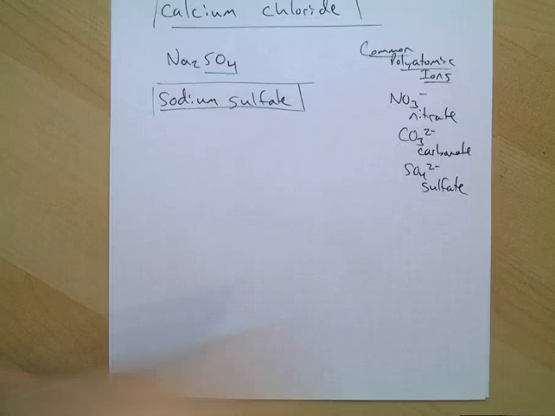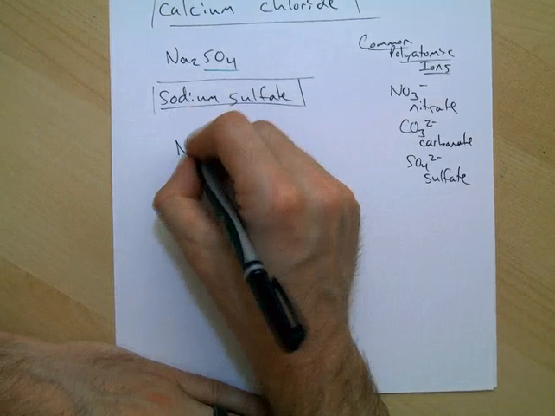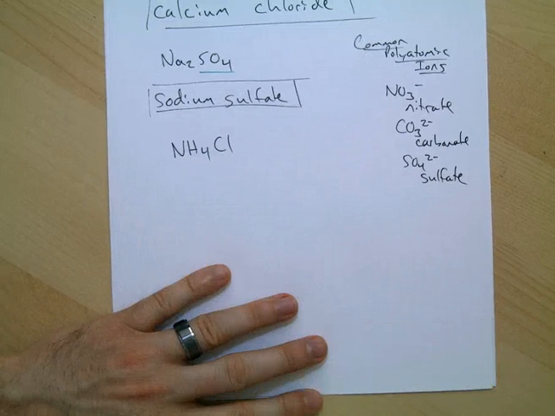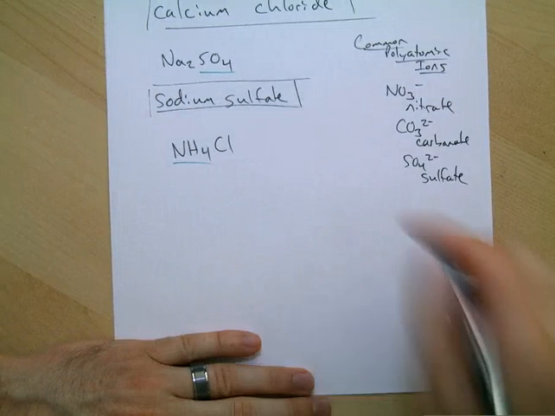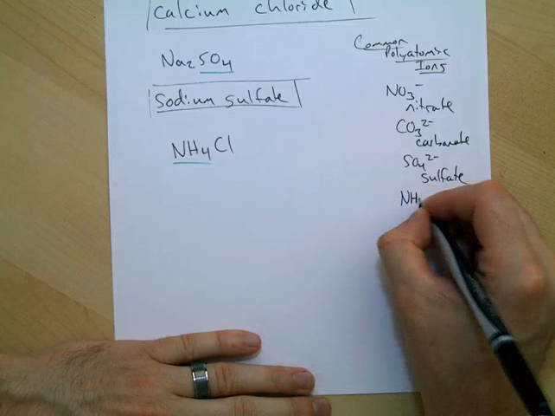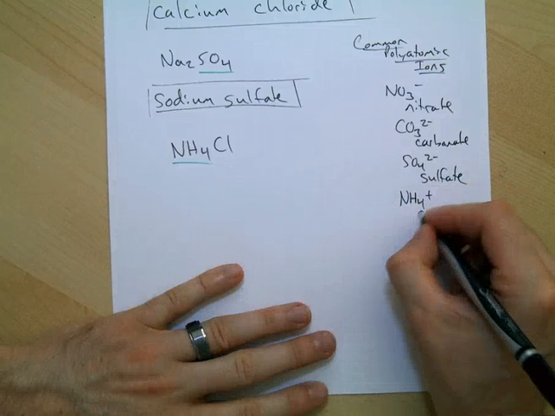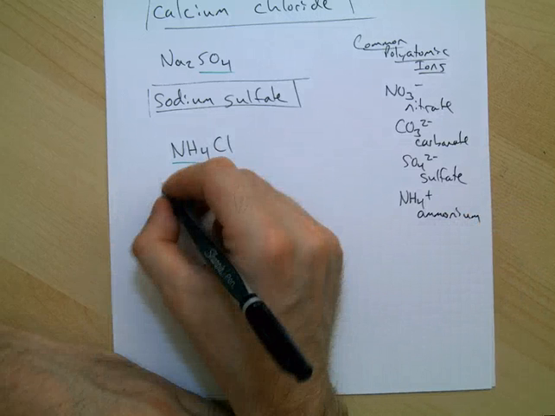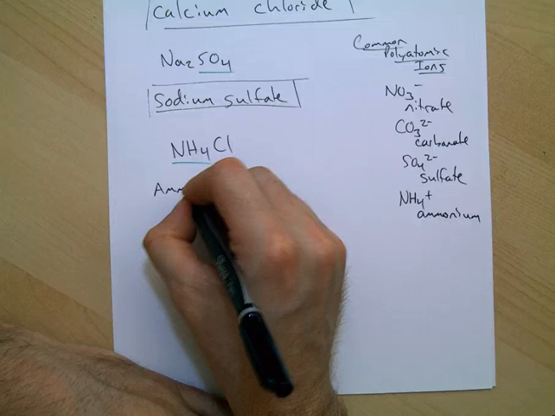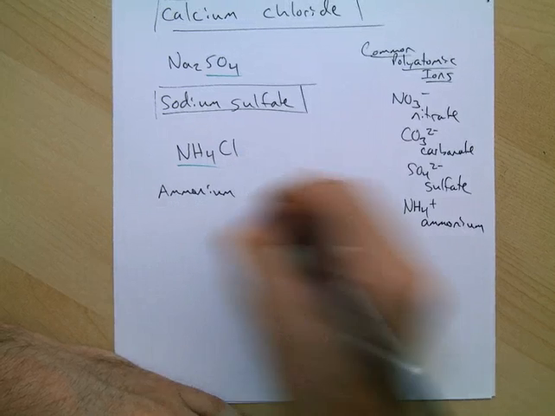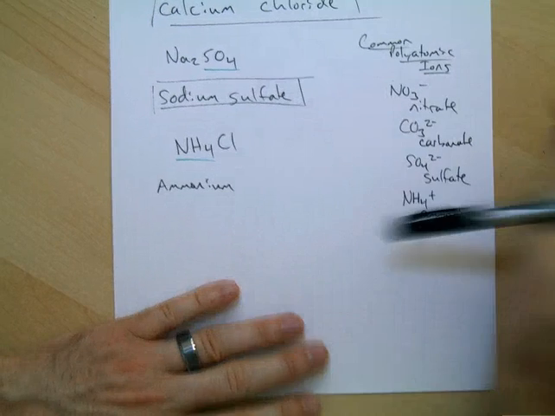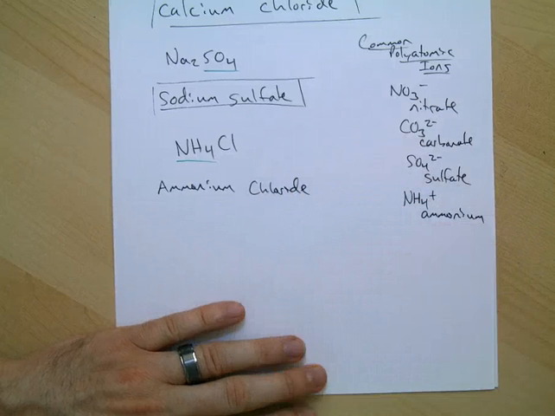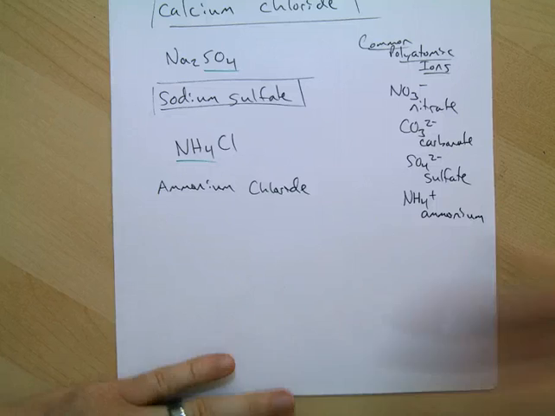All right, let's do another example. Again, going from the formula to the name. NH4 is actually another example of a polyatomic ion. But this is our only polyatomic ion that's positively charged. So NH4 is ammonium, so I'm going to write out its name, ammonium. And Cl is chlorine, which I'm going to change to chloride. And that's it. Done with that name.